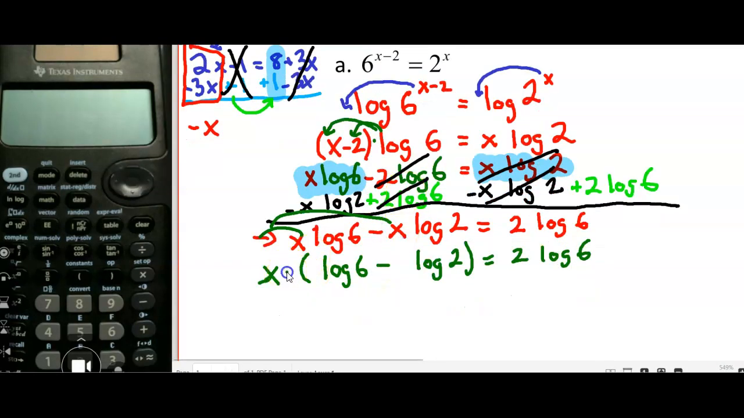Now at this point we could just divide by this whole thing, log of 6 minus log of 2, and then just punch that whole thing in the calculator. Some like to shorten this, so you could look at this and say this equals log of 3.